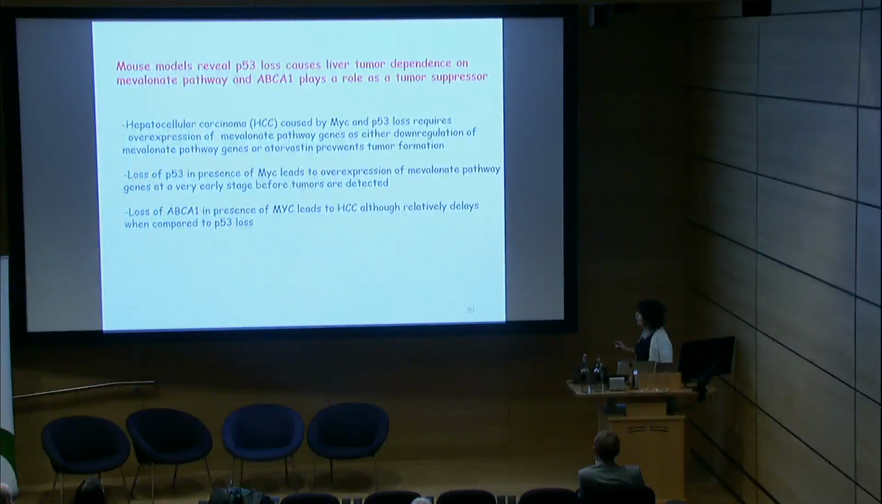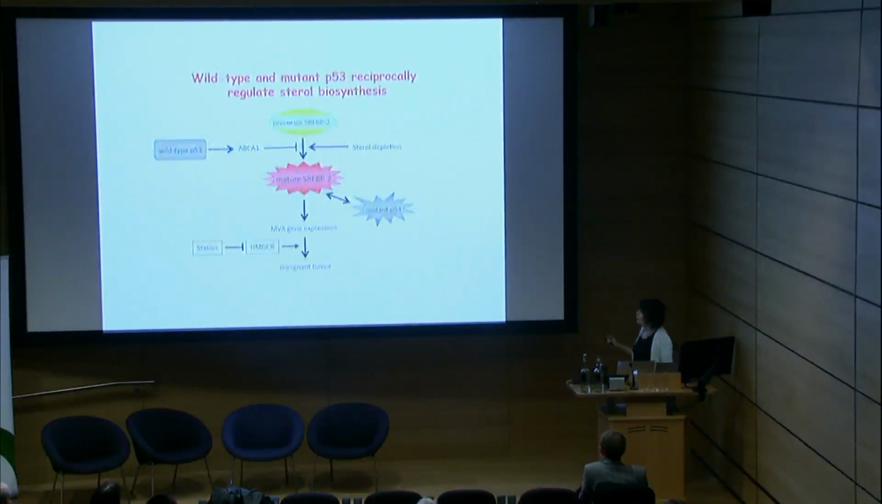Furthermore, if you looked very early, before you actually see tumors form, you can actually do single-cell RNA-seq, and you saw a very rapid response. In other words, loss of p53 was correlated with very high levels of these genes, even before you saw tumors. So it's a very initial stage in tumor formation. And finally, we were able to show that loss of ABCA1 itself is tumor suppressive. And in fact, that correlates with an increase of mature SREBP2 in these cells.